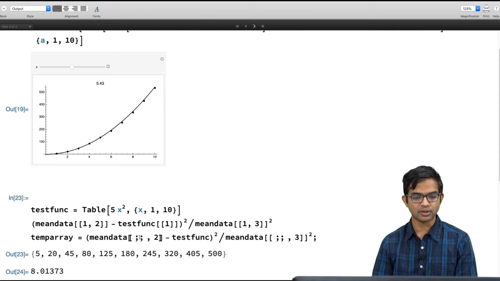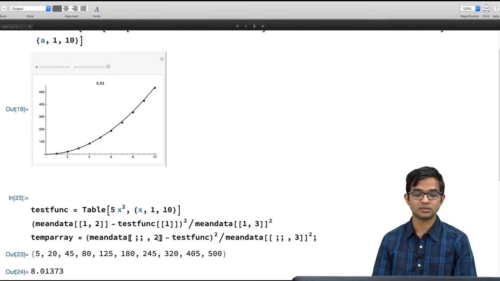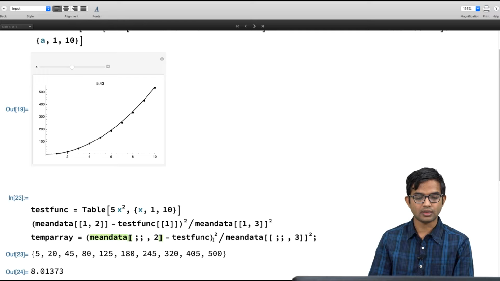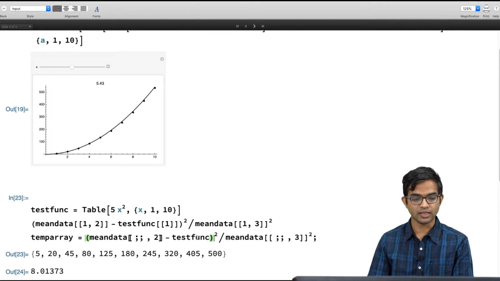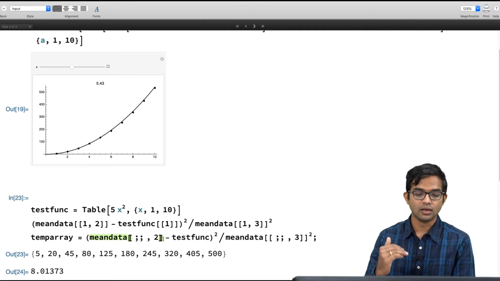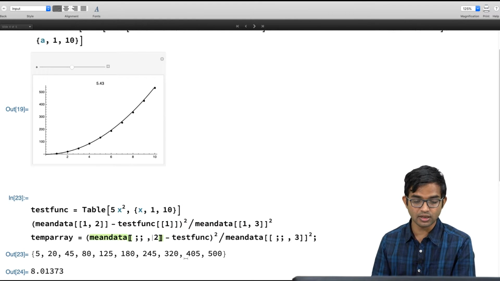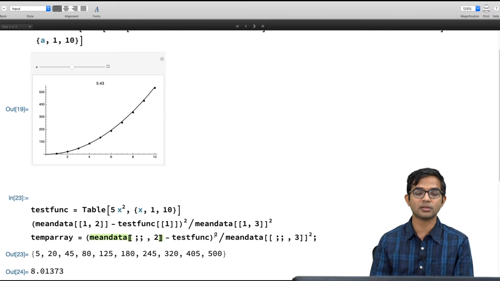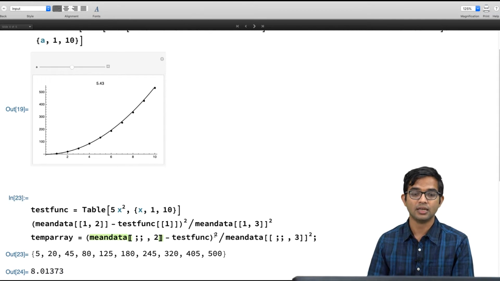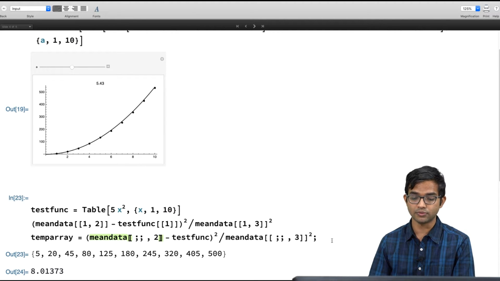The nice thing about Mathematica is that you can take this entire array and do these operations as if you're acting upon numbers, right? So if you take the difference of these two arrays, test func is an array, and this mean data of all the rows comma second column is one array, it will just take the difference of these two for each element. And not only that, you can directly go ahead and square this whole array. And what does it do? Mathematica will automatically operate on every single element of this array, and then it's also legit to go ahead and directly divide by sigma squared, of the whole array we are saying.